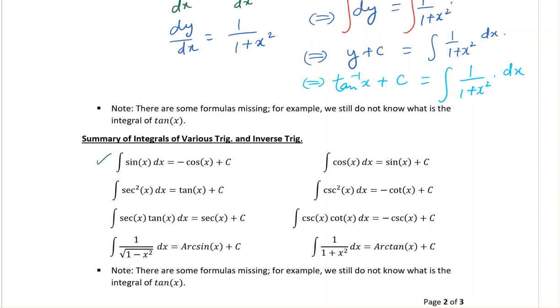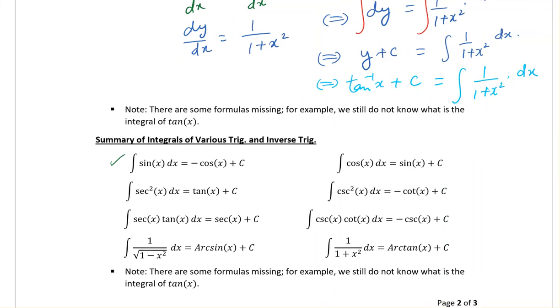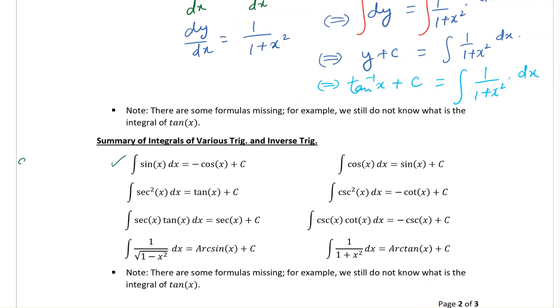The integral of sine x is negative cosine x plus c. And if you remember the differential relationship that we had earlier, this corresponds to d/dx of cos x is negative sine x. So it's always a good idea to see the relationship between the derivative and integral formulas.